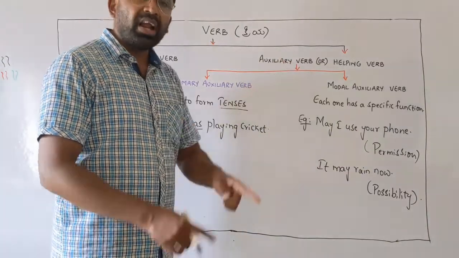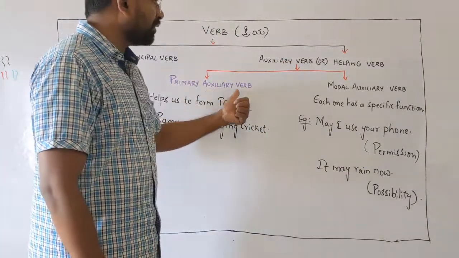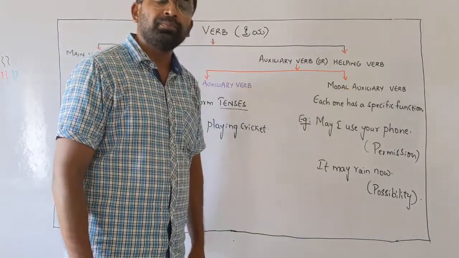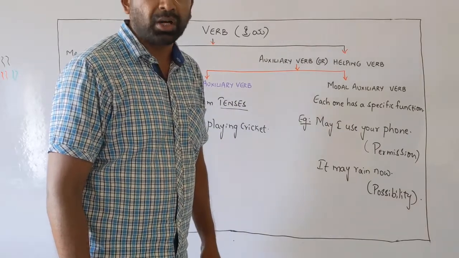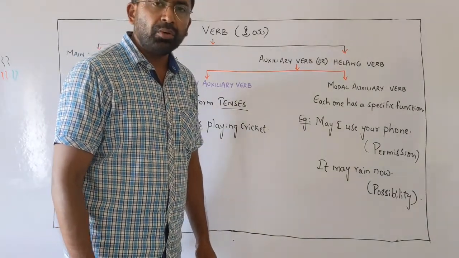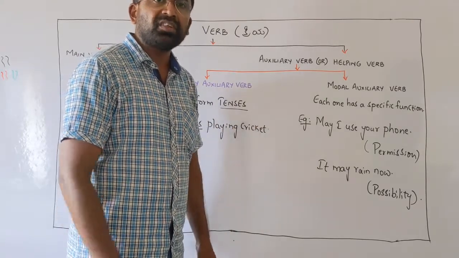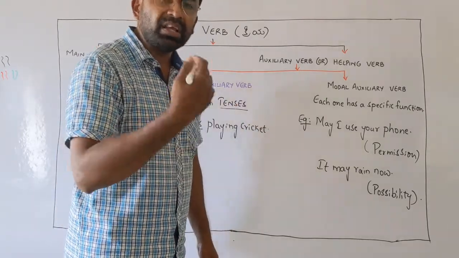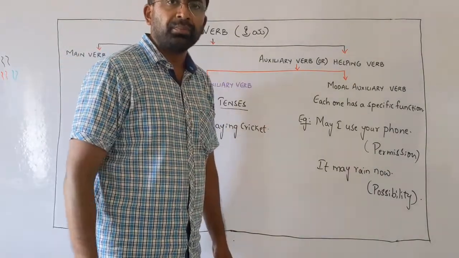Auxiliary verb is again classified into two types: primary auxiliary verb and modal auxiliary verb. I have discussed this in detail in part 1 in the verb chart. You may see the video if you want to listen to the explanation of the verb chart. This is just a revision so that it might be easy for us to go into the next topic.